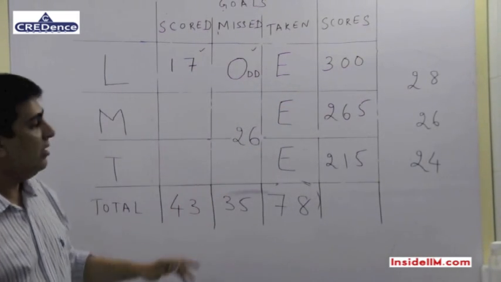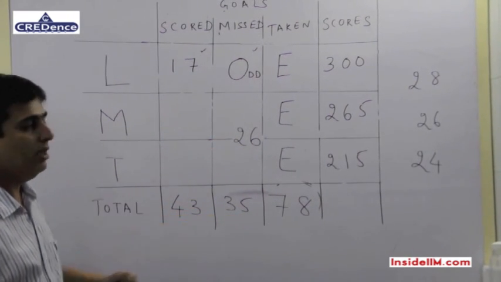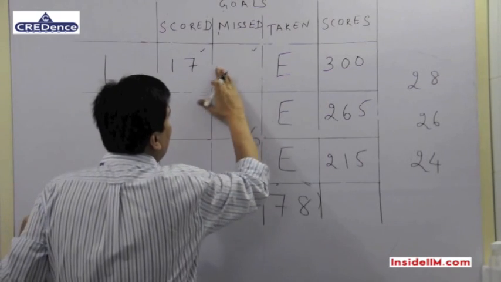So is that fine? Now once the others have missed 26 goals out of a total of 35 missed goals, we know that Lampard has missed 9 goals.